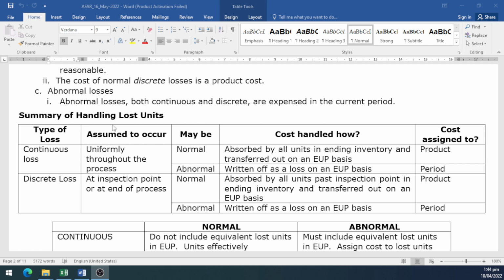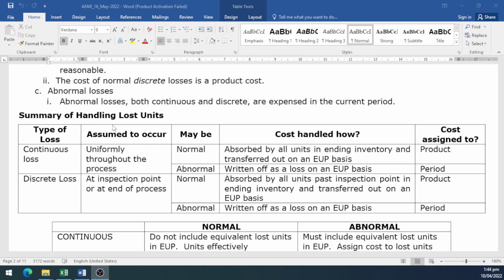Yung continuous loss na tinatawag ay yung loss which is assumed to occur uniformly throughout the process. Ibig sabihin po, yung continuous loss na yan, walang specific stage or point kung kailan nangyayari yan. As the process goes on or as the process is happening in the products, there is a uniform continuous loss na pwedeng mangyari. Yan po yung continuous loss. Hindi yan nangangailangan ng inspection point para ma-detect.